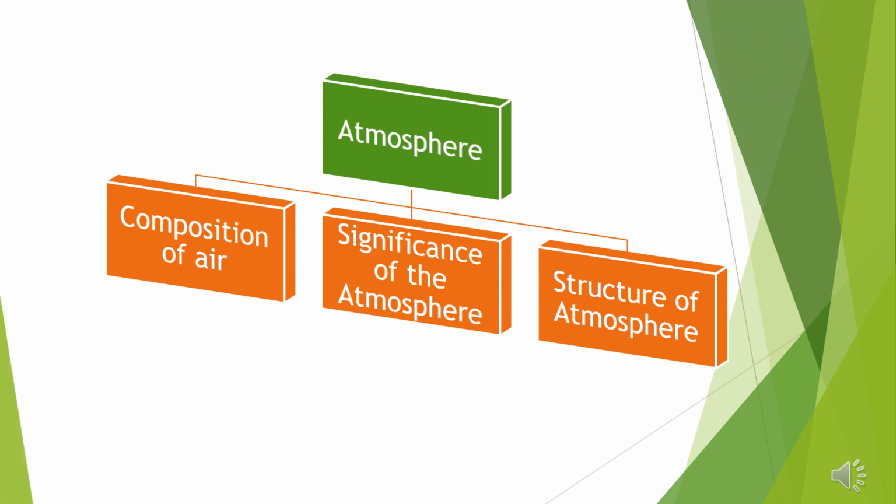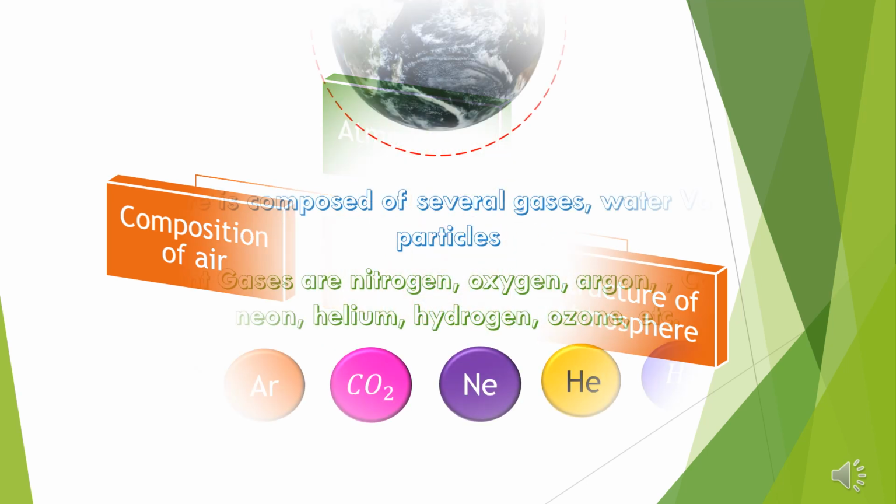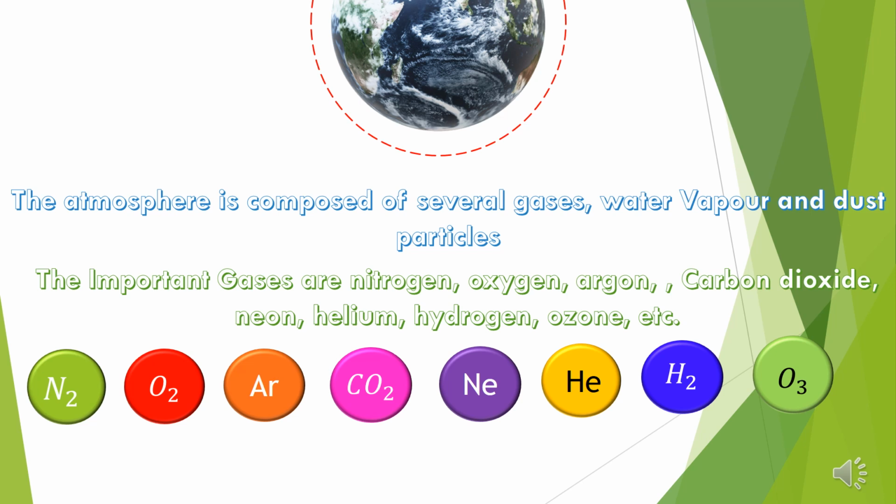Atmosphere: composition of air, significance of the atmosphere, and structure of atmosphere. The atmosphere is composed of several gases, water vapor, and dust particles. The important gases are nitrogen, oxygen, argon, carbon dioxide, neon, helium, hydrogen, ozone, etc.